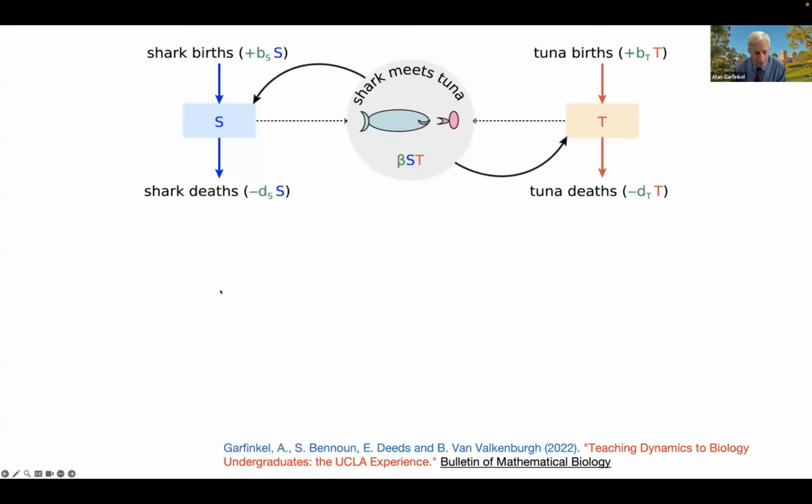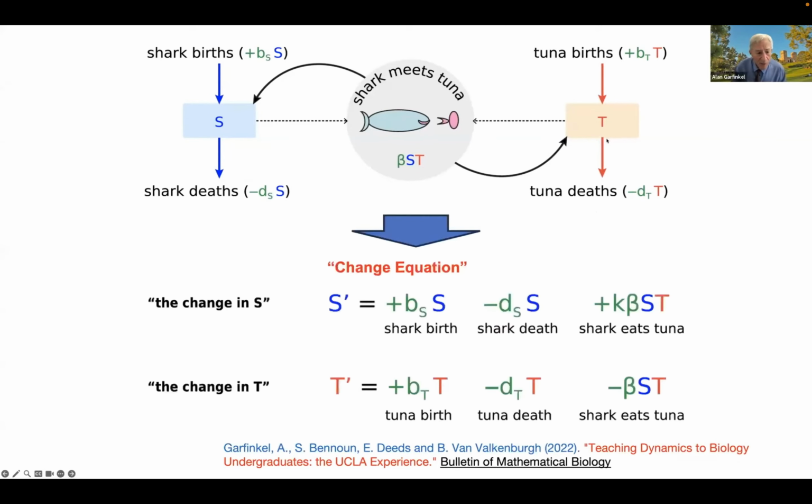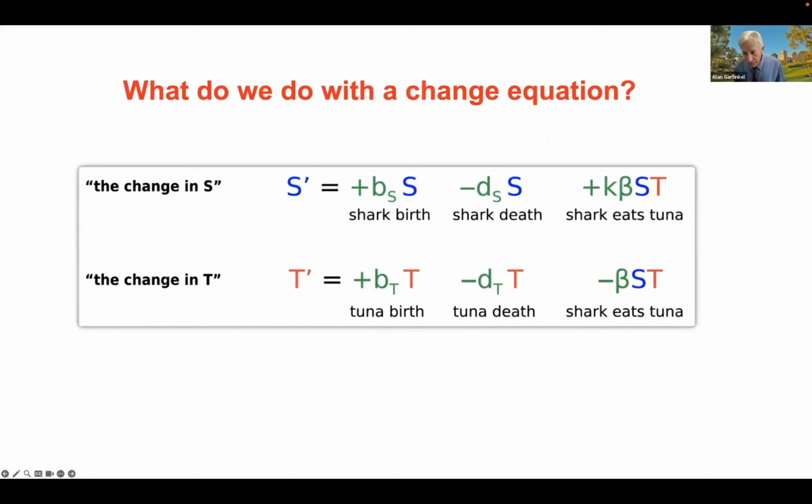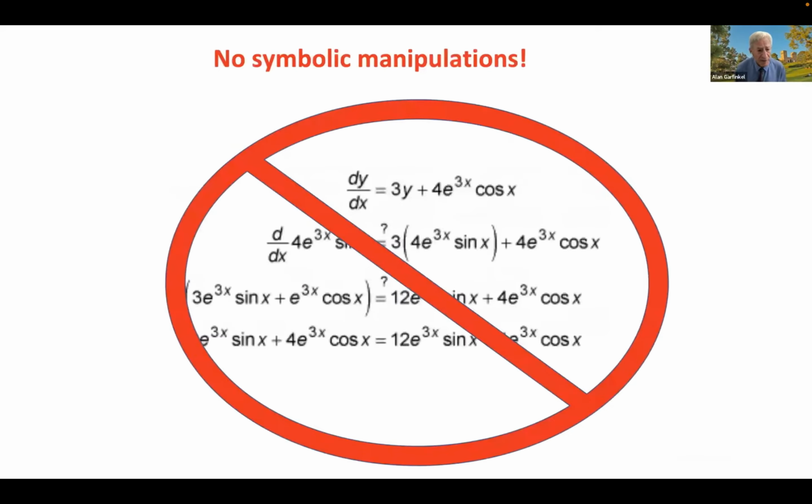So now we have a model. We have all of these terms down, and then we collect these terms into a change equation. And the change equation just says the change in S, and we add up all the positive terms and we subtract all the negative terms. And this is our model expressed as a change equation. Okay, that's nice. What do you do with a change equation? Here is the change equation for the shark tuna. What do you do with it?